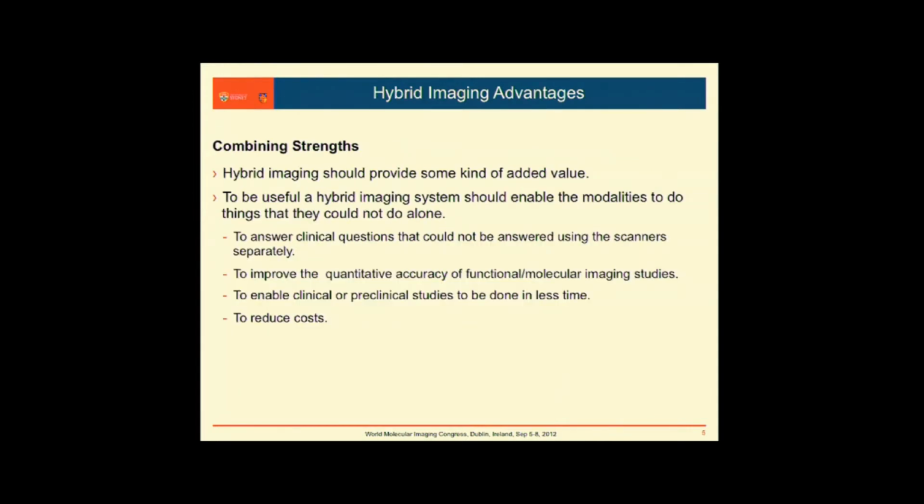To be useful, a hybrid imaging technique should enable the modalities involved to do things that they could not do alone. For example, to answer clinical questions that could not be answered with the scanners separately, to improve the quantitative accuracy of functional molecular imaging studies, and to do these studies in less time, and to reduce costs. The shining example of a successful synergy between two systems is PET-CT.